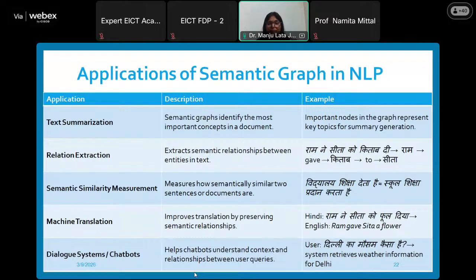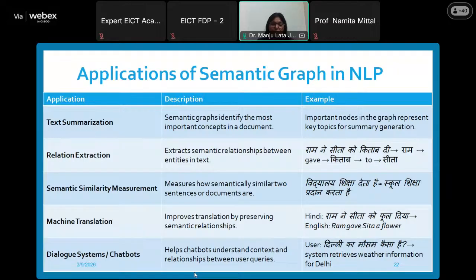Relation extraction: extract semantic relationships between entities in text. Ram ne Sita ko kitab di, Ram gave Sita a book. So what is the relationship between the subject, predicate and the object? Semantic similarity measurement: विद्यालय शिक्षा देता है, स्कूल शिक्षा प्रदान करता है. Are they semantically similar? So you can retrieve this kind of answers from any semantic-based graph models. Both are basically conveying the same thing and they are semantically similar.